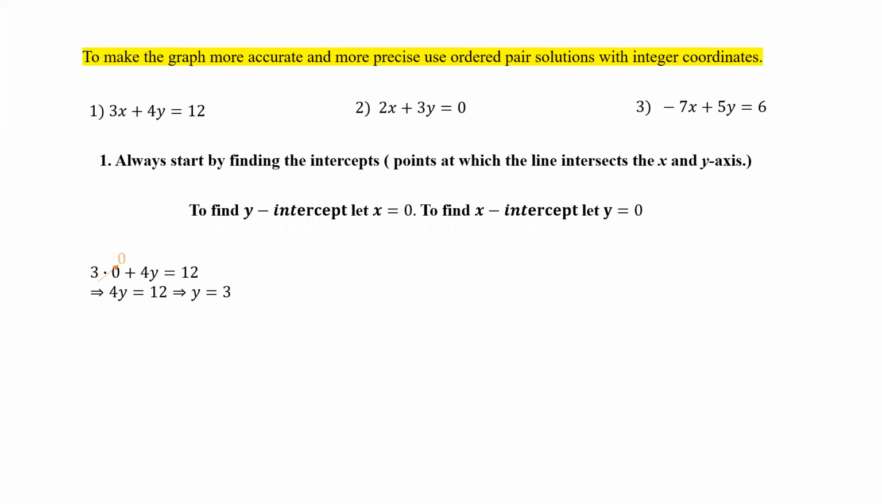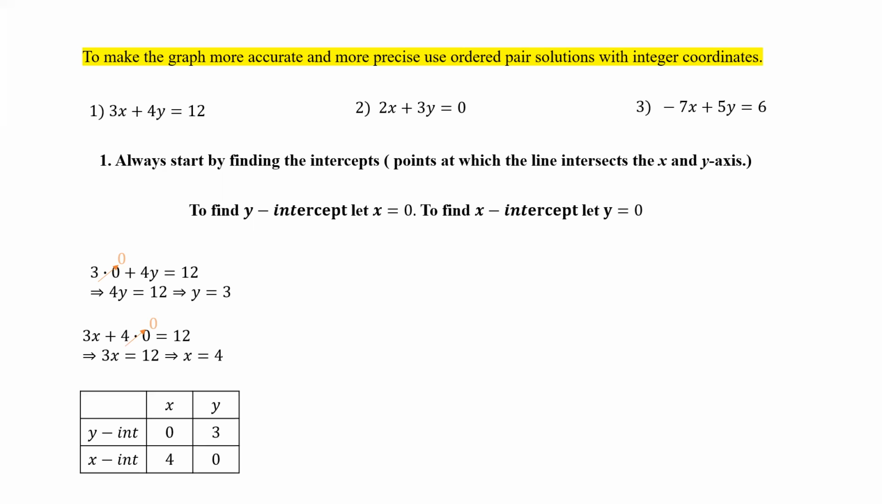Now let's find the x-intercept. We're going to let y be equal to 0. So 3x plus 4 times 0, 4 times 0 is equal to 0, equals 12. So 3x is equal to 12. Divide both sides by 3. x is equal to 4. So my x-intercept is 4, 0. I will put my intercepts into the table, and I'm going to move now to my second example.